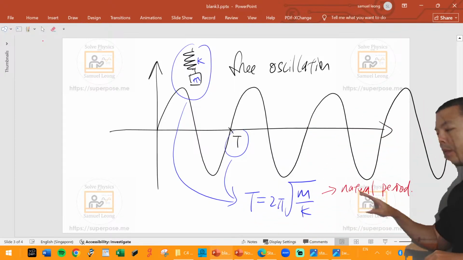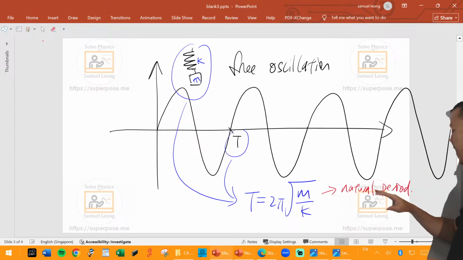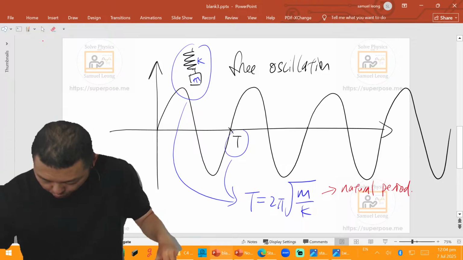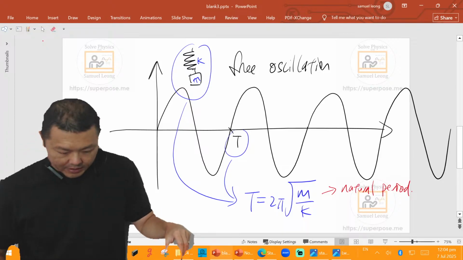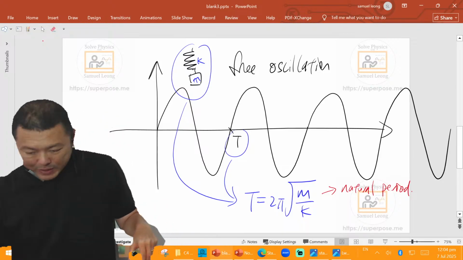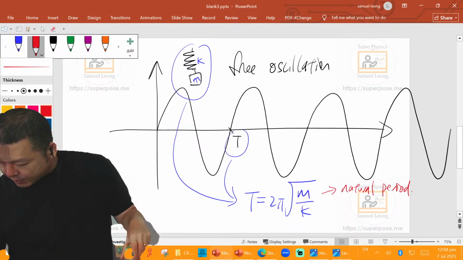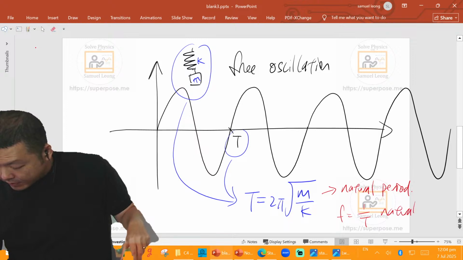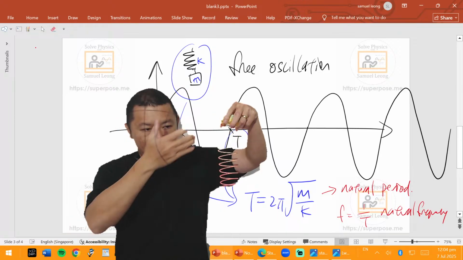So therefore, this is what we call the natural period of the free oscillation, which translates to, as I just said, the natural frequency. So natural frequency will be f equals 1 over T. This will be the natural frequency of this free oscillation.